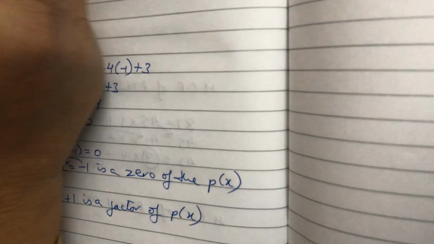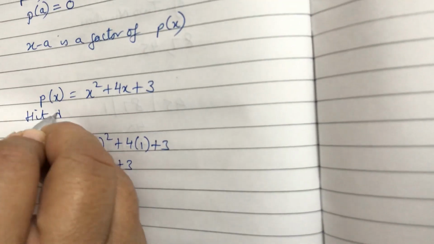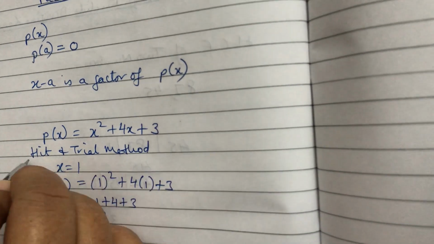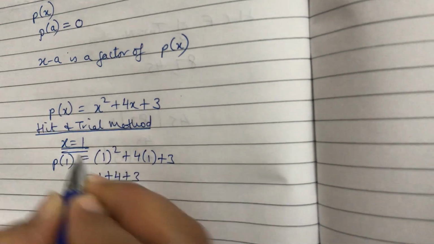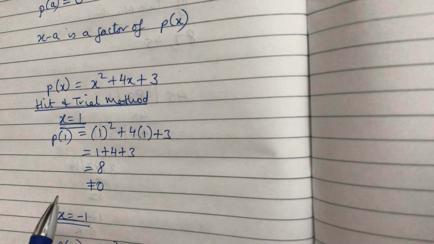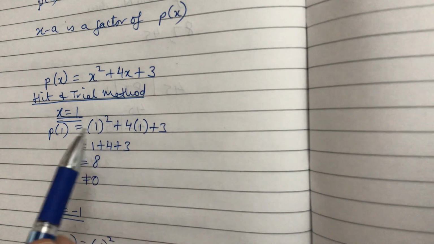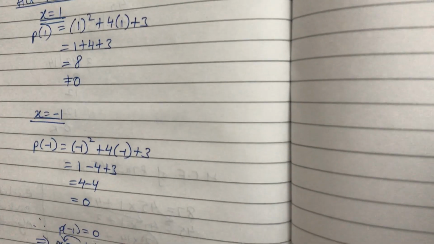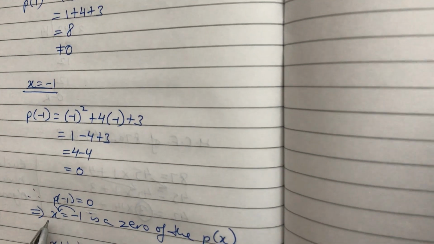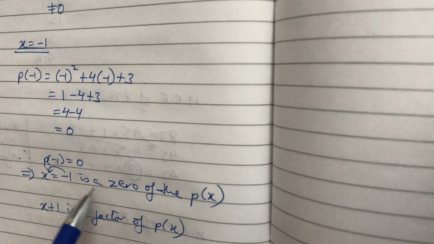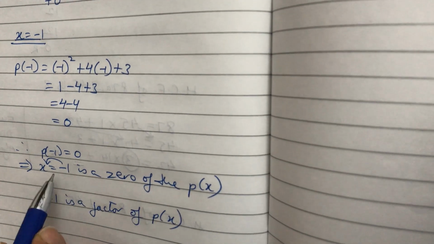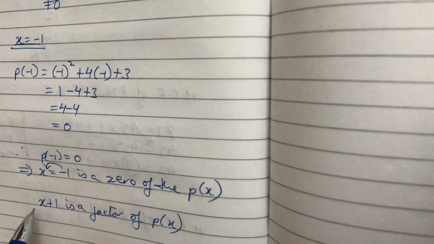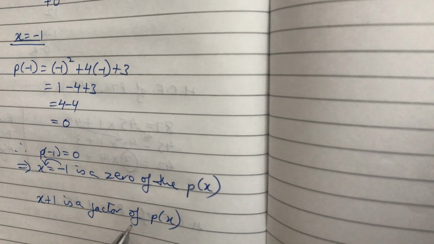So basically by the hit and trial method, we will first try to put values of x in the polynomial to check, does the polynomial become a 0 polynomial? When it becomes a 0 polynomial, for that particular value of x, it is a 0 of the polynomial p(x), and we transpose the number on the left hand side, and x plus 1 becomes a factor of p(x).